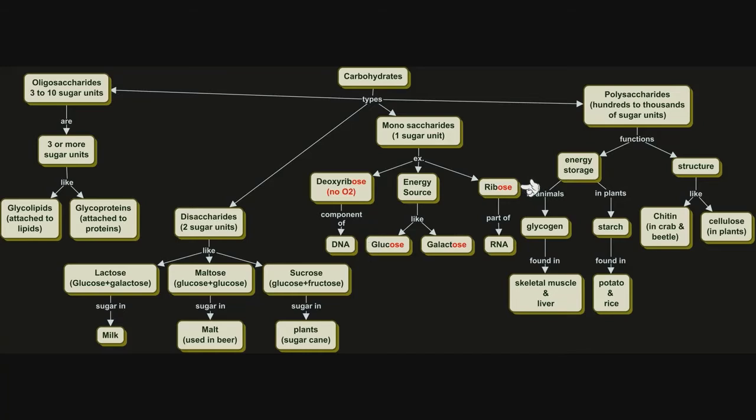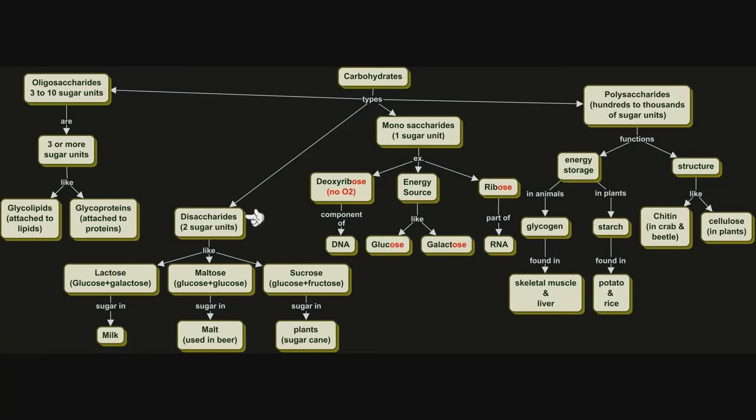Another type of sugar is called a ribose. When we speak of ribose, it has an oxygen attached to it. A ribose is part of an RNA, or ribonucleic acid. Now, monosaccharides are basically energy sources. When we speak of energy sources, they are readily available energy, such as glucose and galactose.